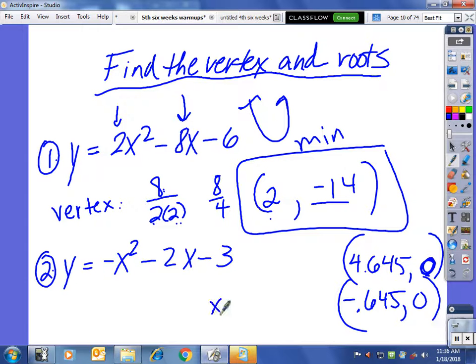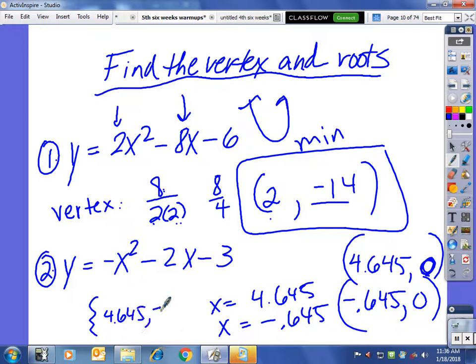Or you might just see it as two separate x values. X equals 4.645. X equals negative 0.645. You can write it like that. Sometimes you see set notation: 4.645, negative 0.645. Why would I not want to use parentheses? Yeah, you don't want these guys to look like they are a point together. They are not a point together. They are two separate x values that make two different points.